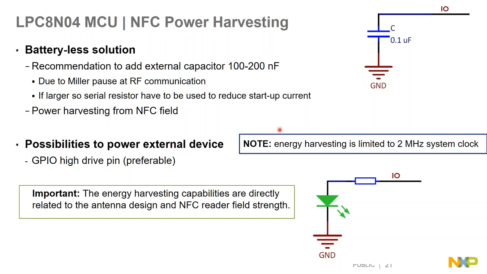But keep in mind that energy harvesting is limited to a 2 megahertz system clock right now. And what I need to say, a very important thing, is that energy harvesting capabilities are related to antenna design. So the power harvesting depends on how the antenna is implemented and what the magnetic field strength of the NFC reader is.